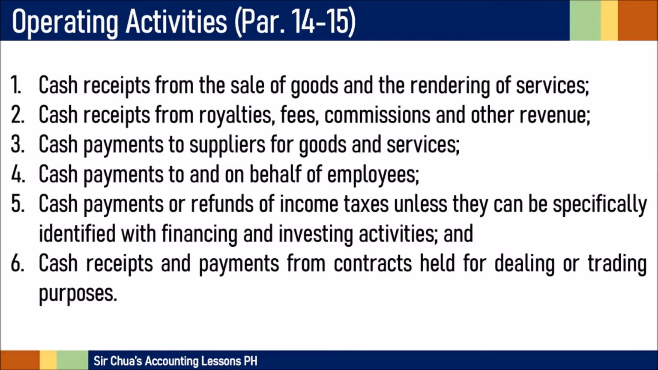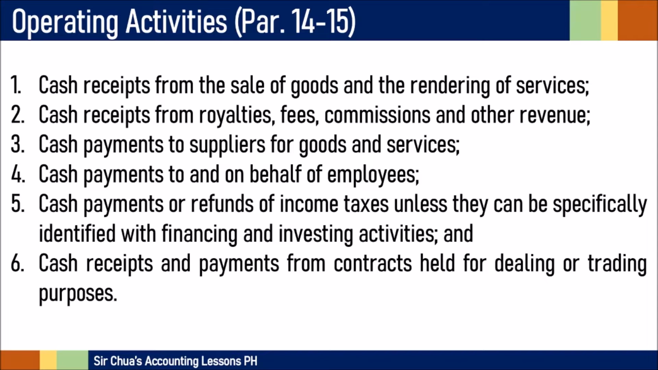Now, according to IAS 7, paragraphs 14 to 15, these are some of the examples of operating activities of the entity. The first one is cash receipts from the sale of goods and rendering of services. So if you sell something or if you render your services to customers, you get cash from it. That's a cash inflow. And then cash receipts from royalties, fees, commissions, and other revenue. So other revenue that you have, when you get cash from it, it's also an operating activity. Or more so with our payments, cash payments to suppliers for goods and services, cash payments to and on behalf of employees. Best example is payment of salaries to your employees.